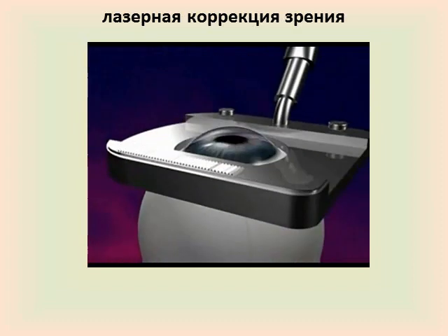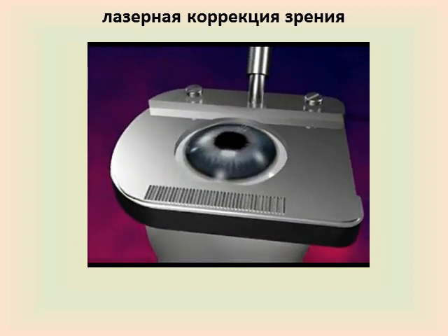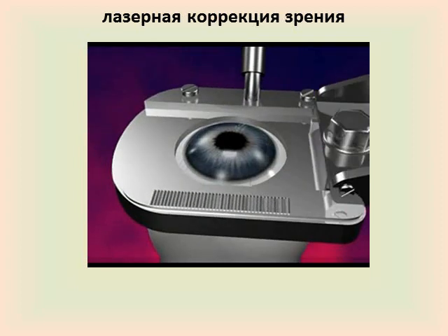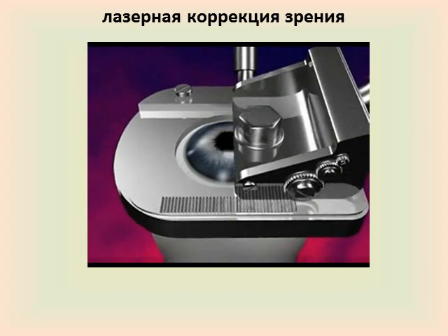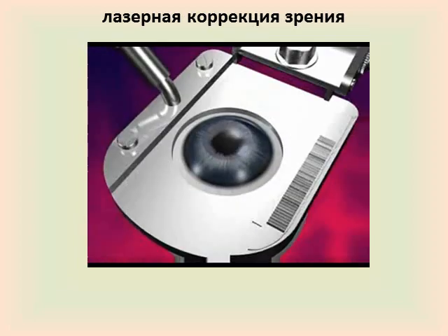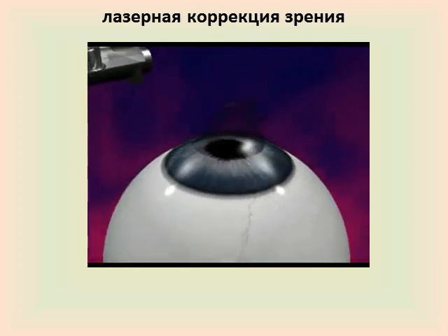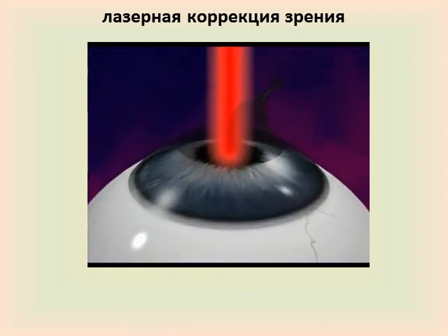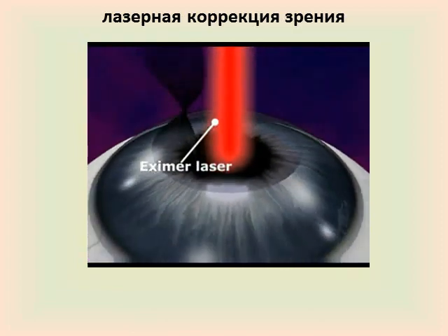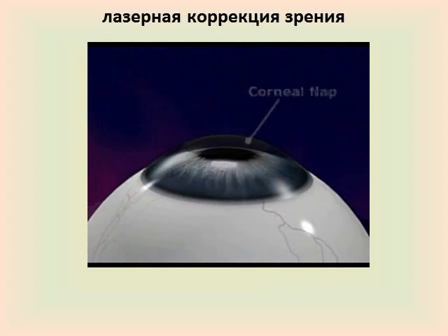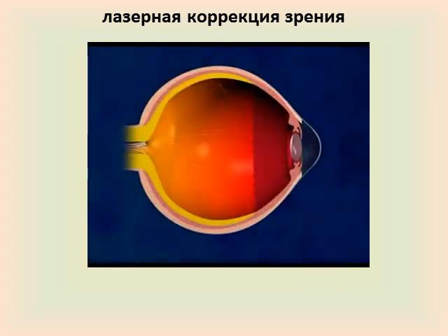The steps of the procedure are as follows. A suction ring is placed on the eye to stabilize and check the eye pressure. The microkeratome, a cutting instrument, is attached to the suction ring. The blade of the microkeratome is used to cut a flap in the cornea. The exposed inner layer of the cornea is then reshaped with an excimer laser.